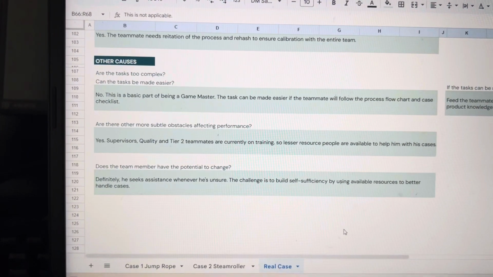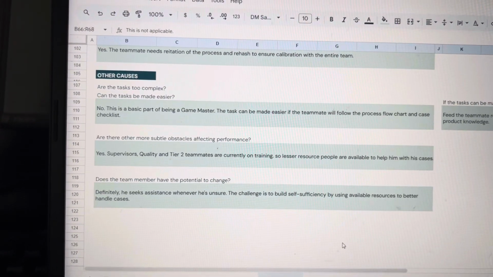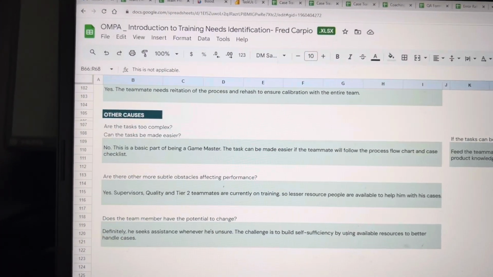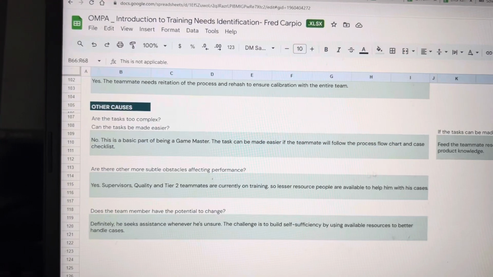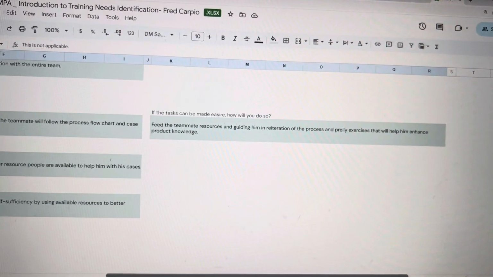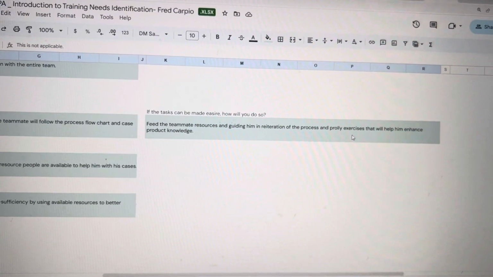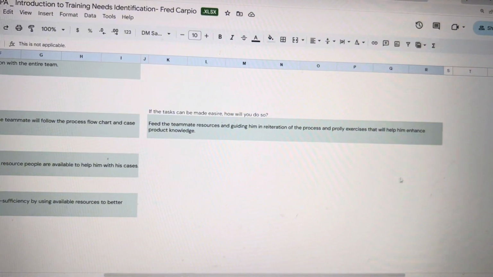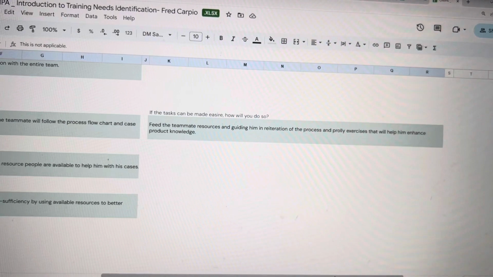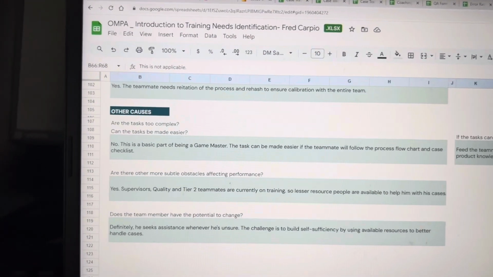Is the task too complex? Can the task be made easier? No, this is a basic part of being a game master. The task can be made easier definitely if the teammate will follow the process or flow chart and case checklist. Feeding the teammate resources and guiding him in reiteration of the process, and probably exercises will help him enhance product knowledge, like scavenger hunt, role playing, sharing of best practices and stuff.